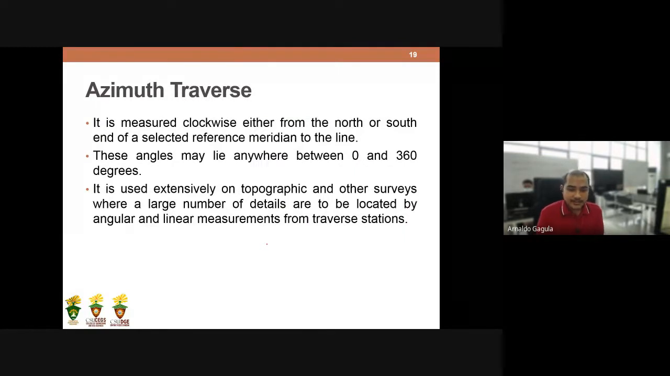So we have also azimuth traverse. It is measured clockwise either from the north or south end of a selected reference meridian to the line. So these angles may lie anywhere between 0 to 360 degrees. And it is used extensively in topographic and other surveys where a large number of details are to be located by angular and linear measurements from the traverse stations.